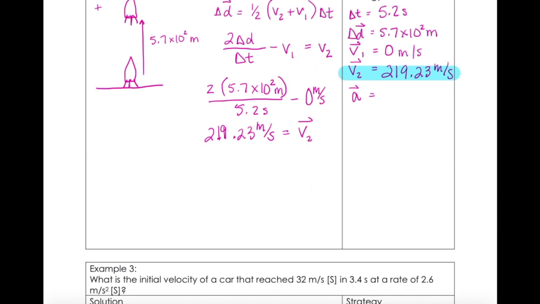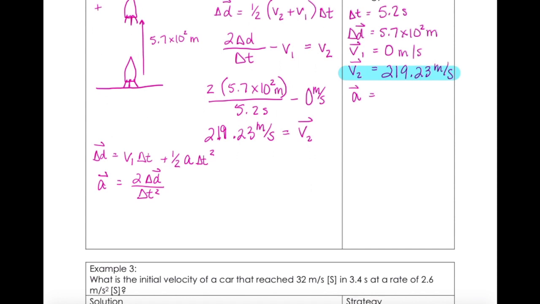And so we have displacement equals v1 delta t plus 1/2 acceleration times delta t squared. Okay, so if we solve for acceleration, we'll get that acceleration equals 2 delta d all over change in time squared.